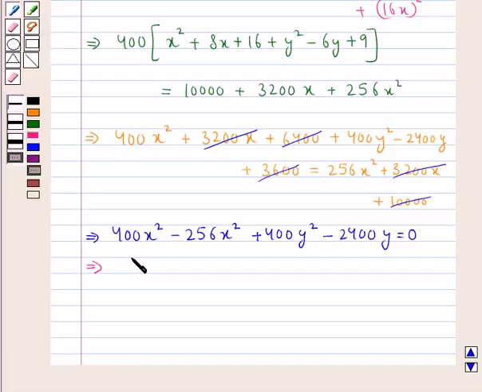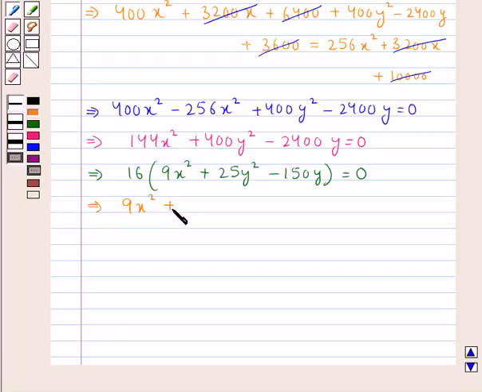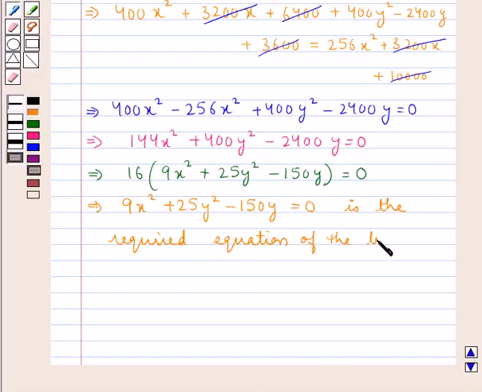That is, we now have 144x square plus 400y square minus 2400y is equal to 0. Now we take 16 common on the left hand side. So we have 16 into 9x square plus 25y square minus 150y, this whole is equal to 0. So this gives us 9x square plus 25y square minus 150y is equal to 0, and this is the required equation of the locus.